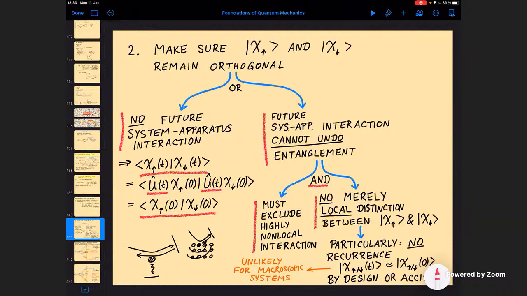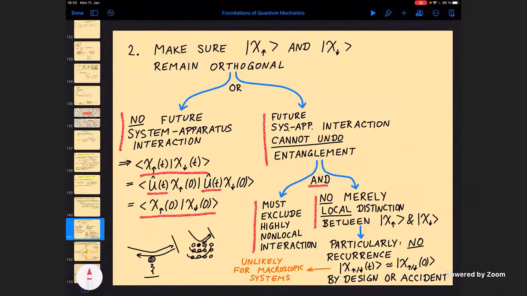So we want the same thing. We want irreversibility. If we do have irreversibility, that means we don't have any recurrence, then we are safe, because we won't have a reconvergence to this purely local perturbation. So we want to make sure that neither by design nor by accident we have any recurrence, so that at any point in time there will not just be this local distinction. And so again, as I mentioned here, this is unlikely for a macroscopic system.